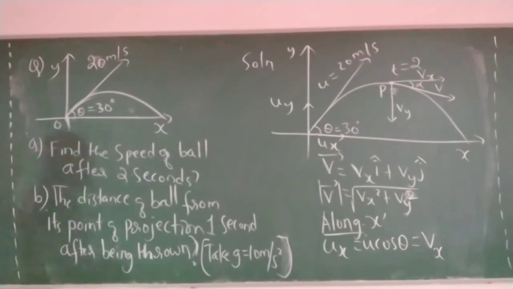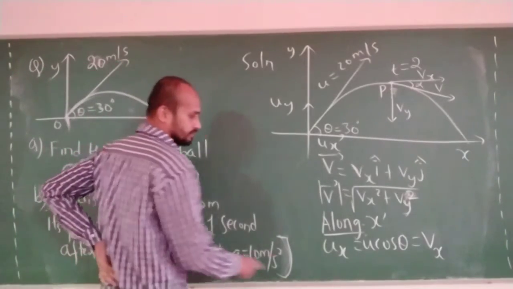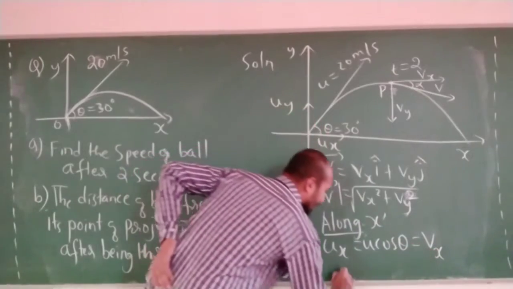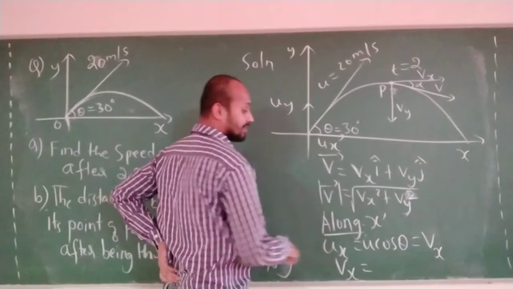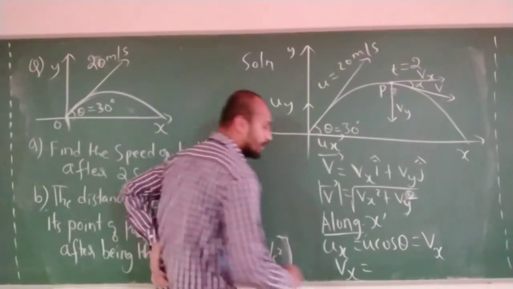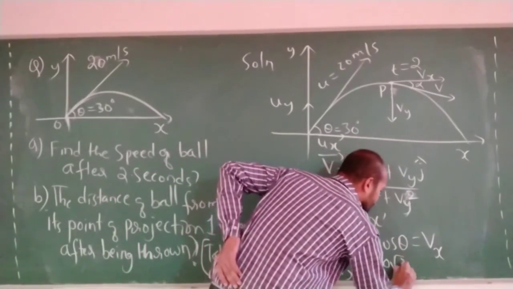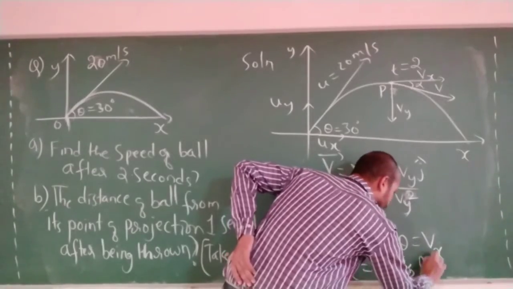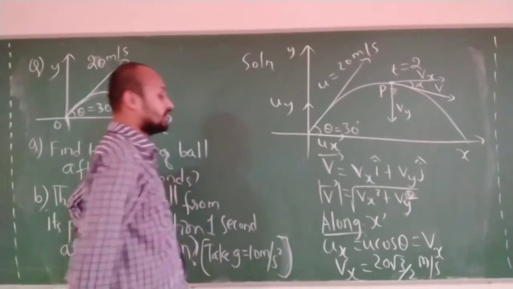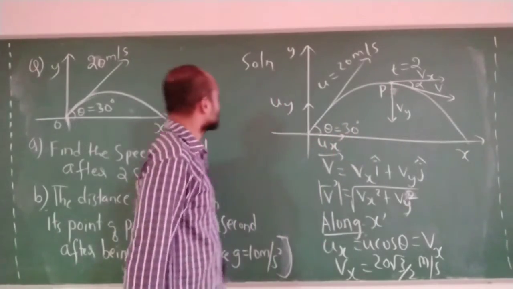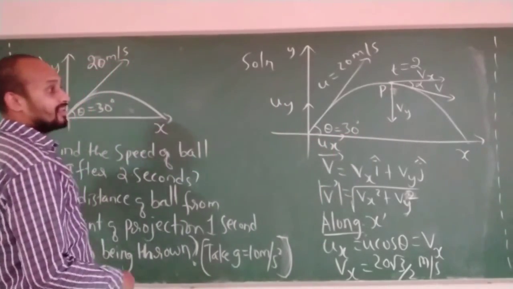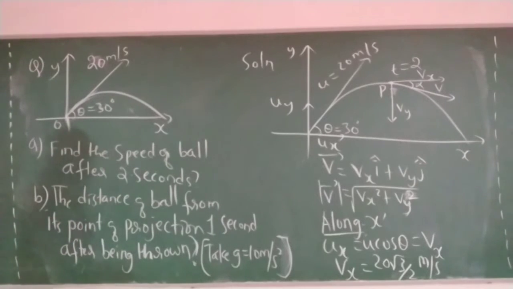So ux will remain as vx means what? What is the value of vx now? u is 20 into cos 30. Cos 30 is root 3 by 2. 20 root 3 by 2 meter per second is the value of vx. It remains constant. Let us find the value along y.